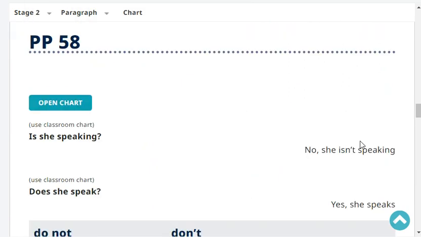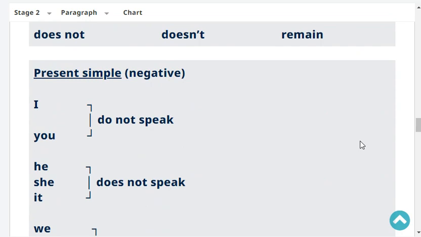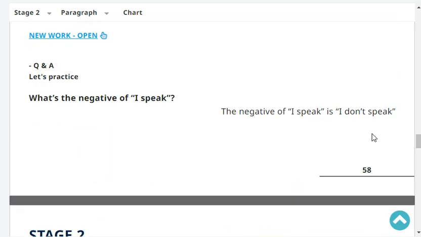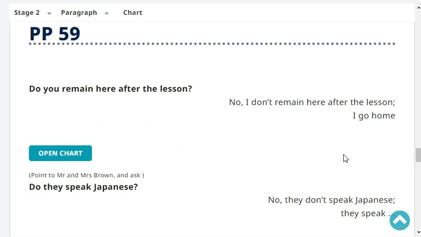What's the negative of I speak? The negative of I speak is I don't speak. Very good. Do you remain here after the lesson? No, I don't remain here after the lesson. I go home. Do they speak Japanese? No, they don't speak Japanese. They speak English.